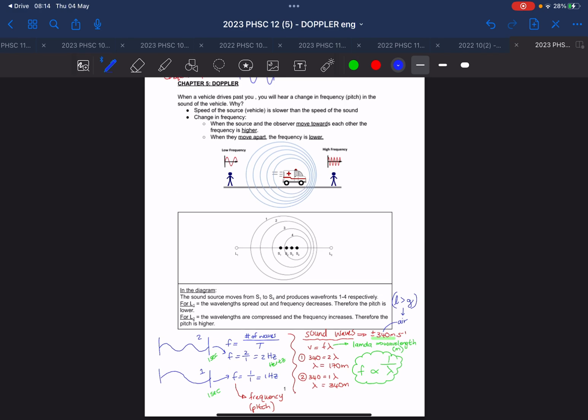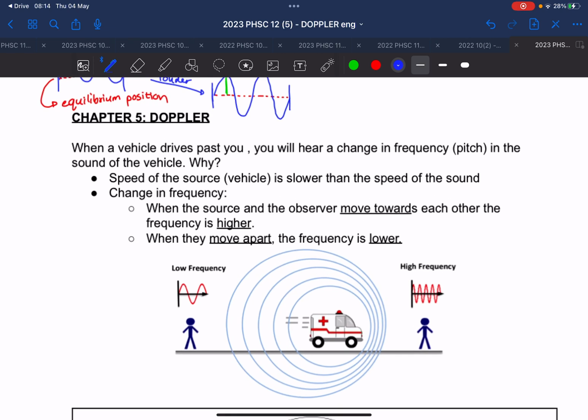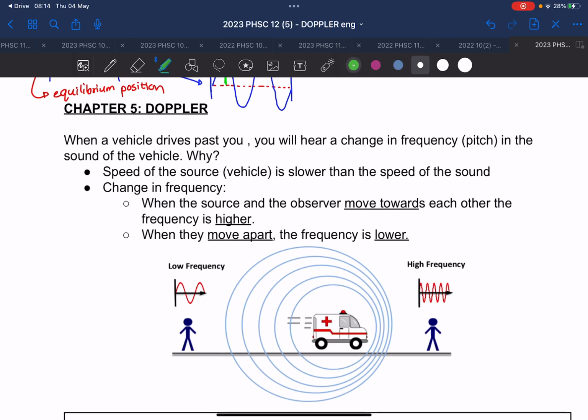Alrighty, so I'm going to go up and explain. It says, when a vehicle drives past you, you will hear a change in frequency or change in pitch in the sound of the vehicle. Why? The speed of the source, now the source is the thing that makes the sound: the ambulance, the car, the dolphin, whatever. The speed of the source is slower than the speed of sound, and that specifically will be in air.